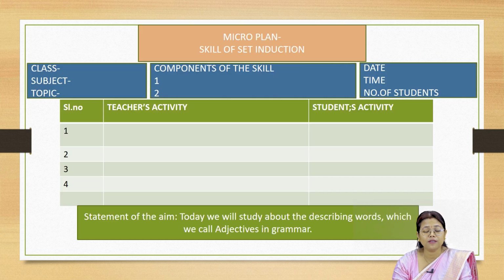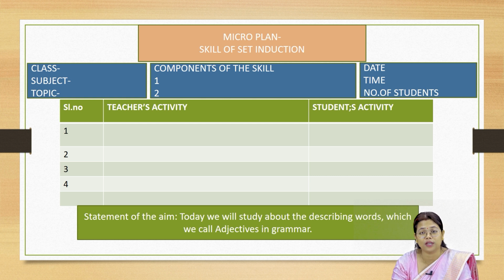Then you can see this micro plan of the skill of induction, where you can have a class, subject, topic, then you can write the components which we have discussed, then we write the date, time, number of students. Then there you can see the teacher activity, and on the right hand side you have the student activity.